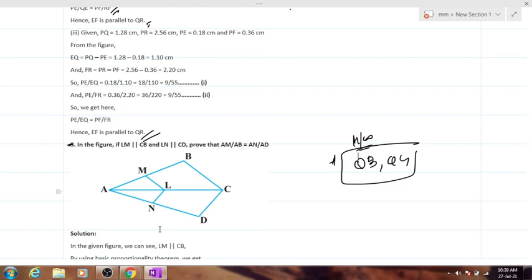Question number 3, go through this. Ask me if you feel that you have a problem in this numerical.